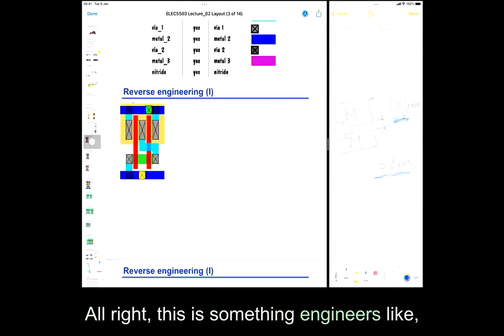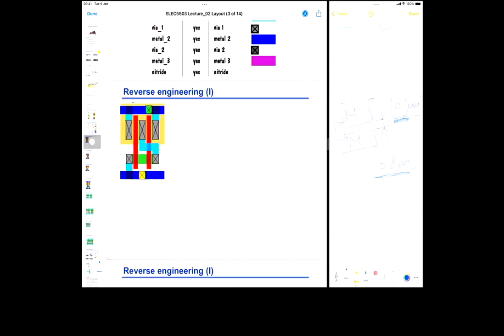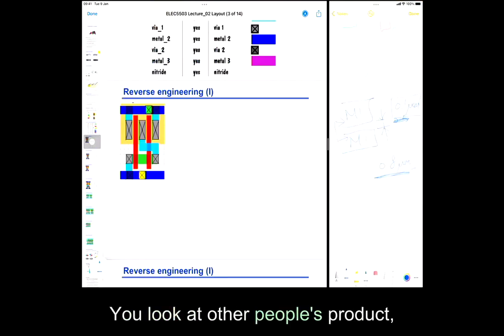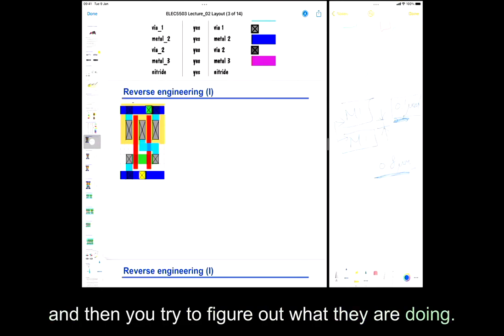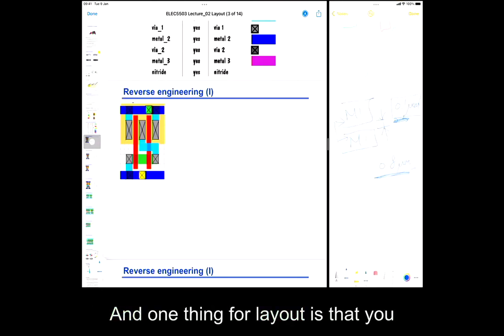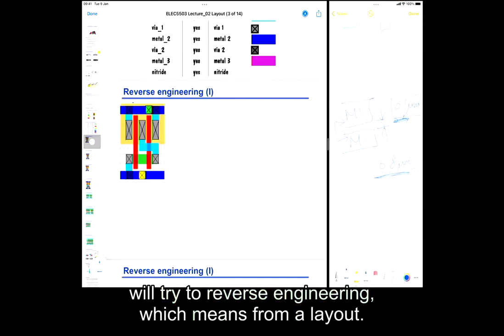This is something reverse engineers do. So basically what it means is that you look at other people's products and then you try to figure out what they're doing. All right. And one thing for layout is that you can try reverse engineering, which means starting from a layout.